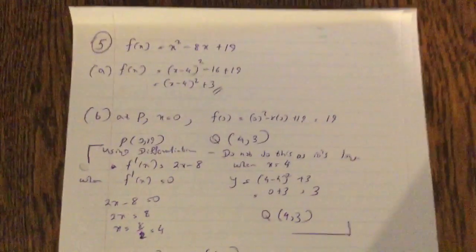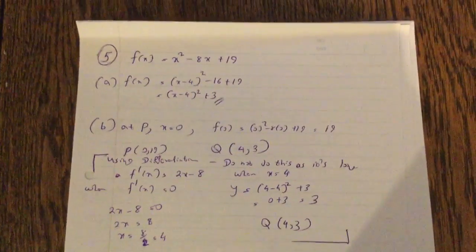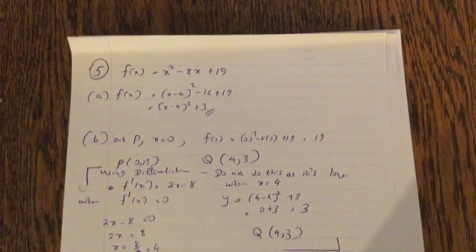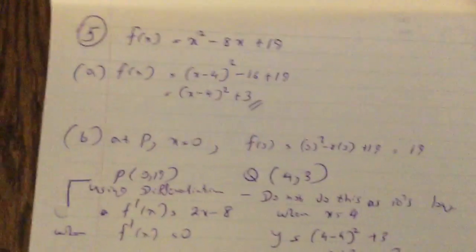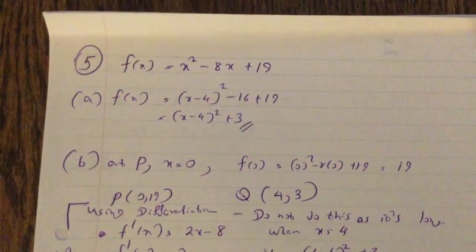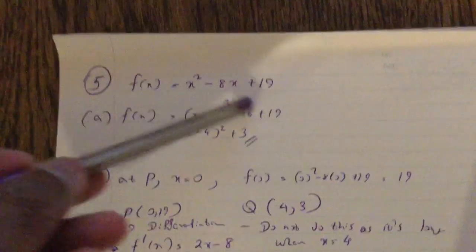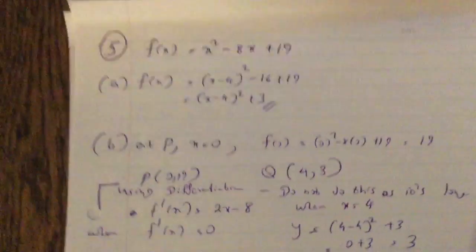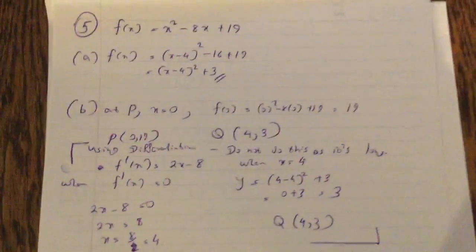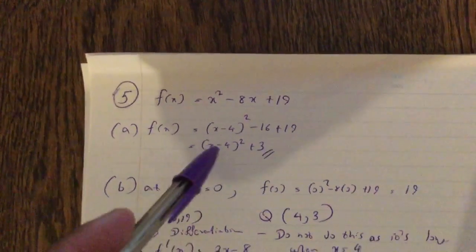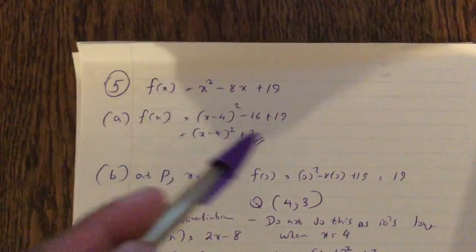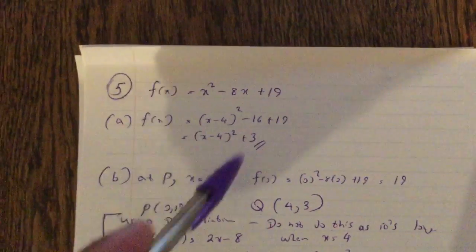Question 5. So first of all, when you complete the square, it'll be (x minus 4) squared minus 16 plus 19, so that'll be (x minus 4) squared plus 3. Now at P, x is equal to 0, so that is (0, 19). If you go to the original equation, the y-intercept is 19, so P is (0, 19). And to get the minimum point, all you have to do is make this term 0. So to make that 0, x has to be 4, so the minimum point will be (4, 3), because this square can't be less than 0.